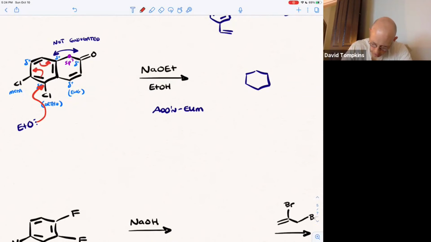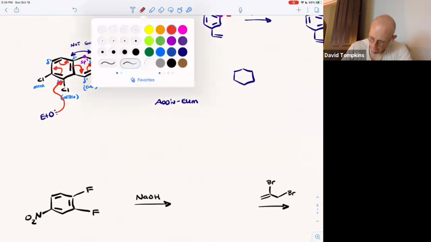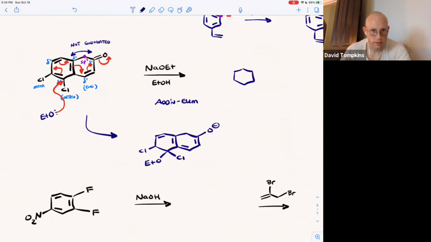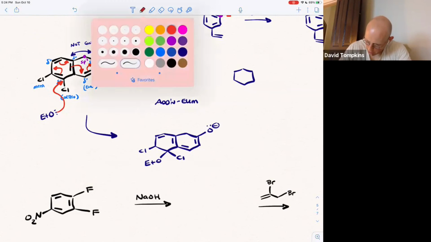Okay, that would push the electron density into the arene, which I'm going to push this way to get it onto the withdrawing group. So that would go through the Meisenheimer complex intermediate, where now there are 4 sigma bonds and sp3 hybridization at that ortho carbon. And the negative charge is on the electronegative atom, the oxygen.